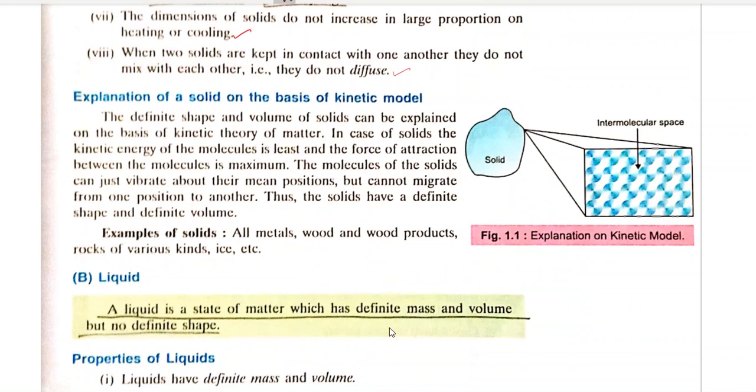Explanation of a solid on the basis of kinetic model. So we explained why a solid is a solid with the help of kinetic theory of matter. See, kinetic energy of molecules is least in solid, and force of attraction is maximum. The molecules of solid can just vibrate about their mean position, that is talking about random motion, but cannot migrate from one position to another. And that's why solids have definite shape and definite volume. All metals, wood products, rocks of various kind, ice, they are all solids and they all have this property.